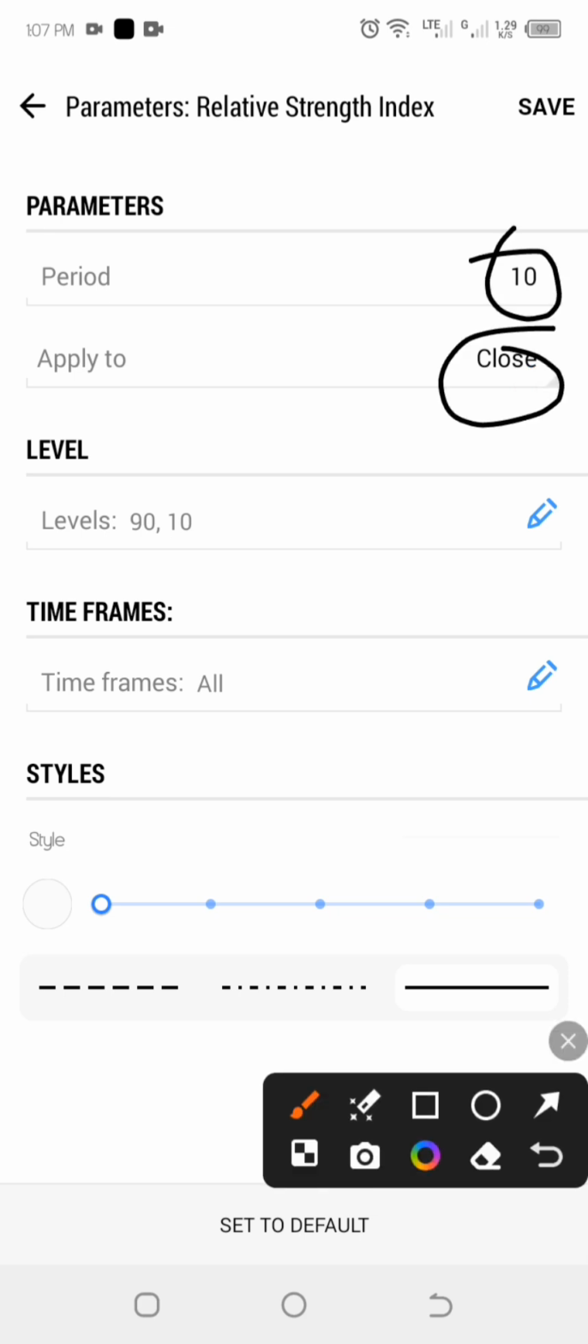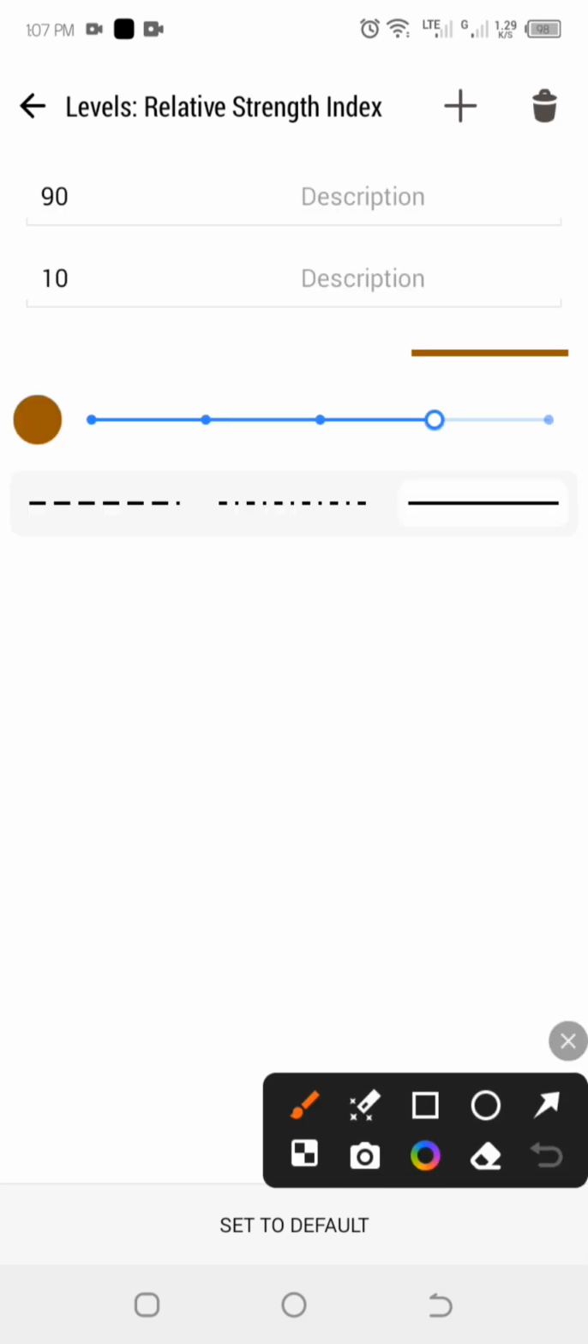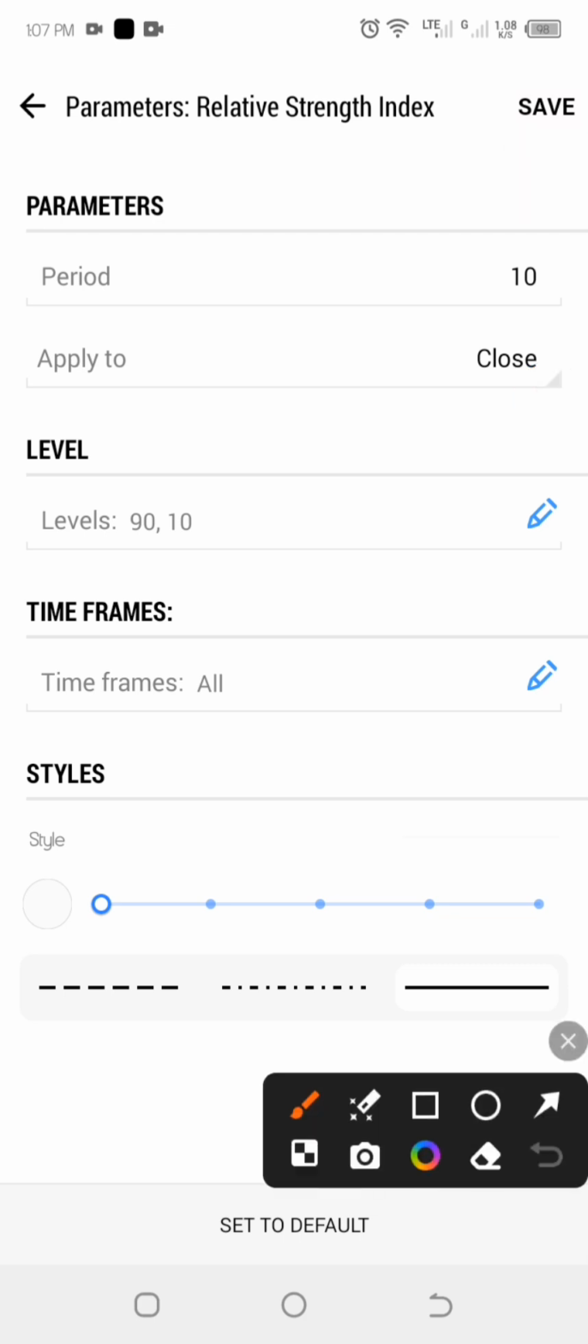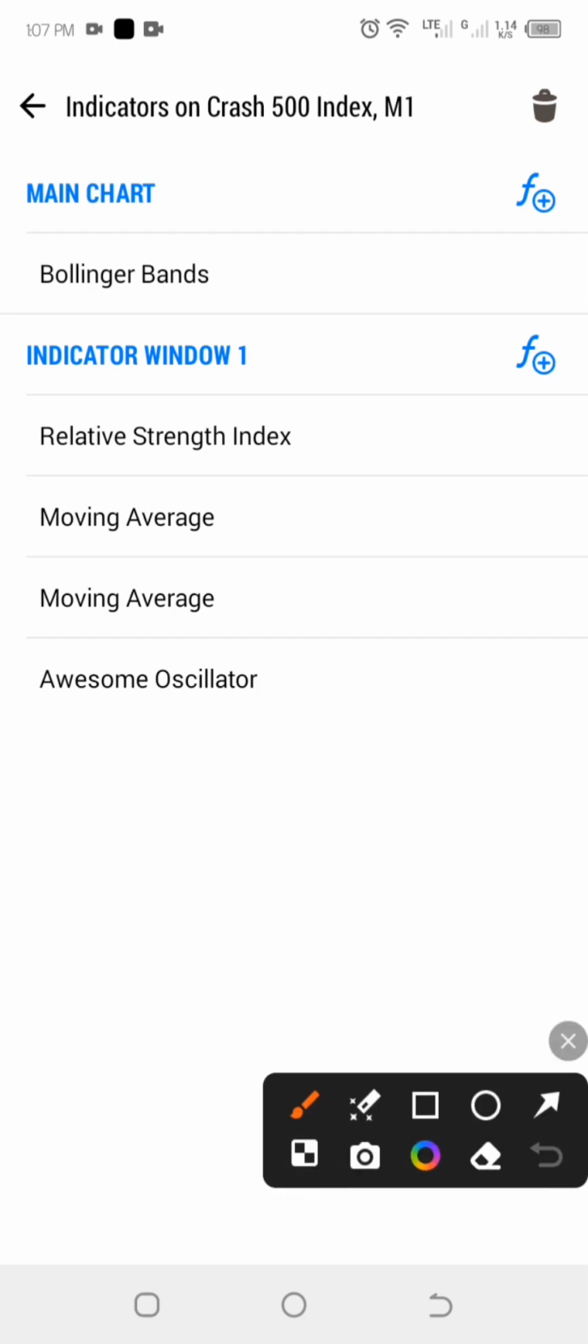Now for the levels, we need the 10 and the 90 levels, and for the levels, use a color of your choice. Okay, so click on save. Once you do that, remember for the relative strength index, the style should be the same as your background color, so keep that in mind. Now click on save. Once you do that, you're going to have your RSI in your chart.